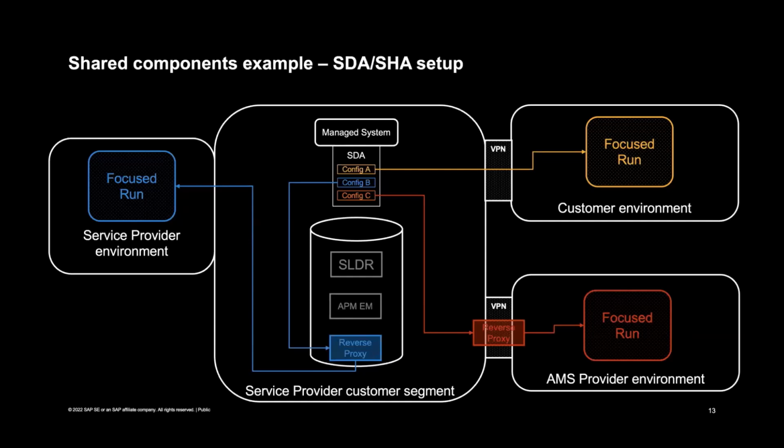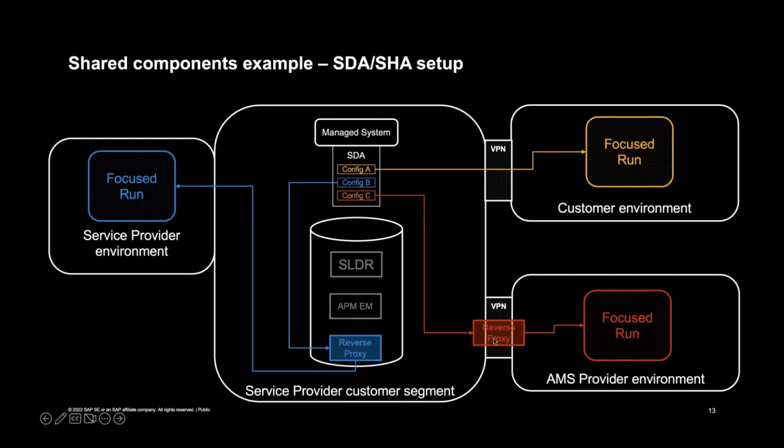And as you can see here, during the sending process, we can also use a direct communication. So the simple diagnostics agent sends the data directly to the Focused Run system in all the cases where we have a direct network communication enabled. But we can also tunnel the connectivity via a reverse proxy. So we are sending the data only to a reverse proxy, and then from the reverse proxy, the data is sent to the Focused Run.